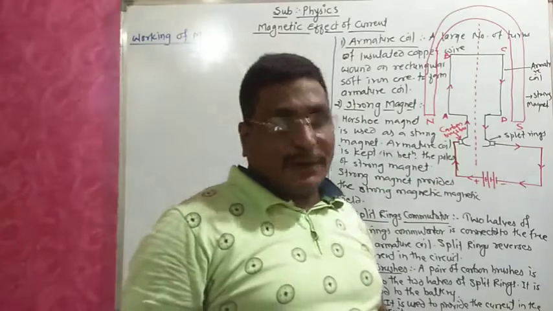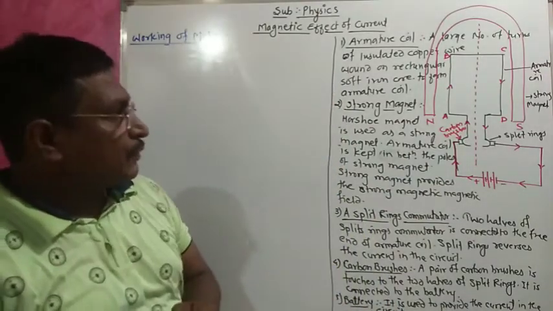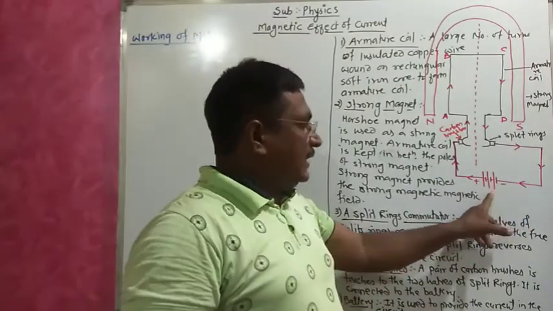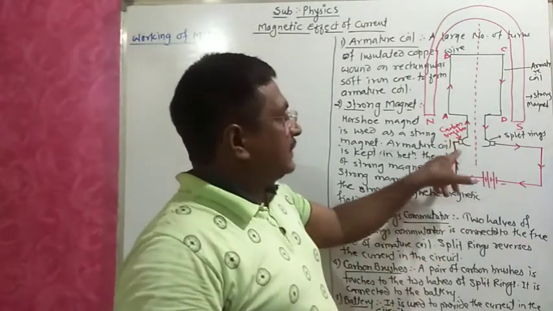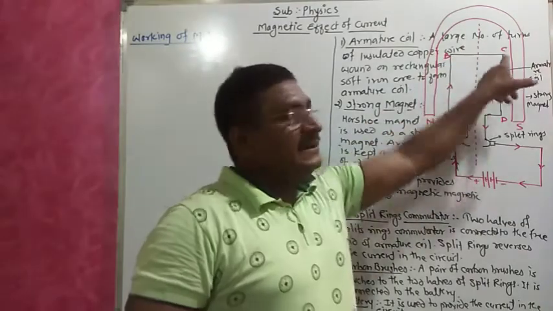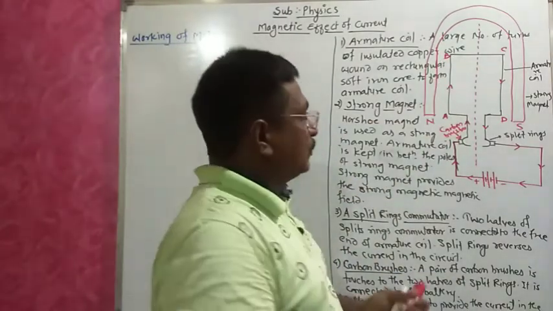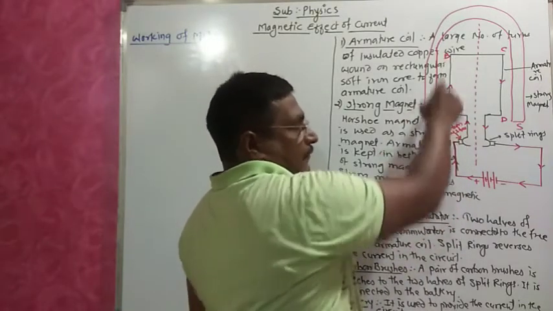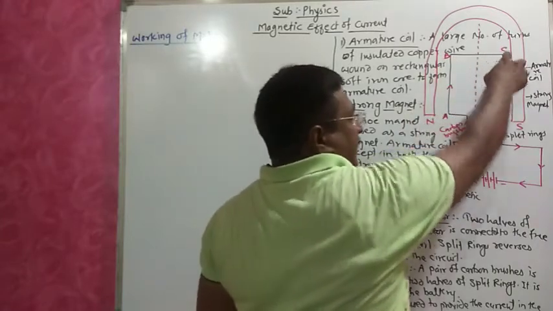Now how is it working? When we switch on, current flows in the circuit. In which direction is the current passed? In the arms AB and CD. You are observing the direction of the current. First current flows into the arm AB and then into CD.